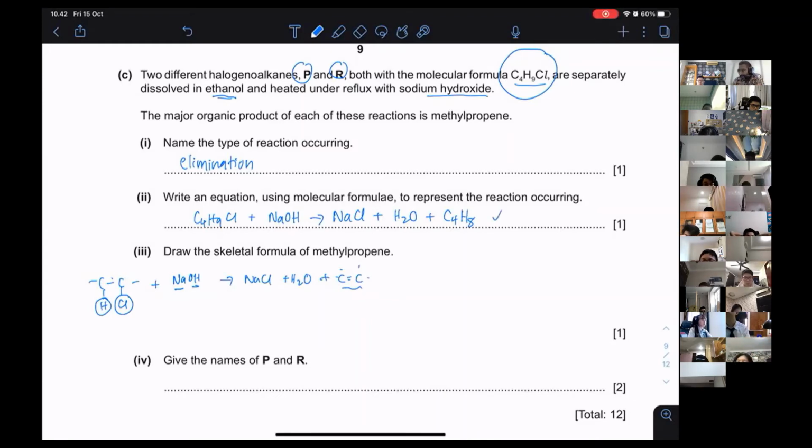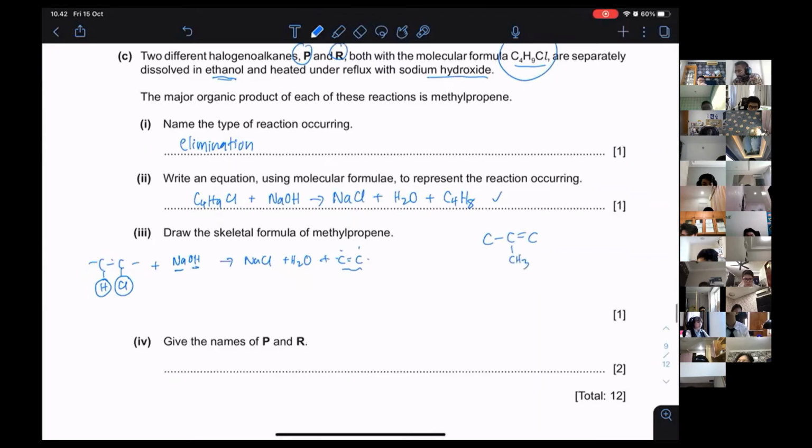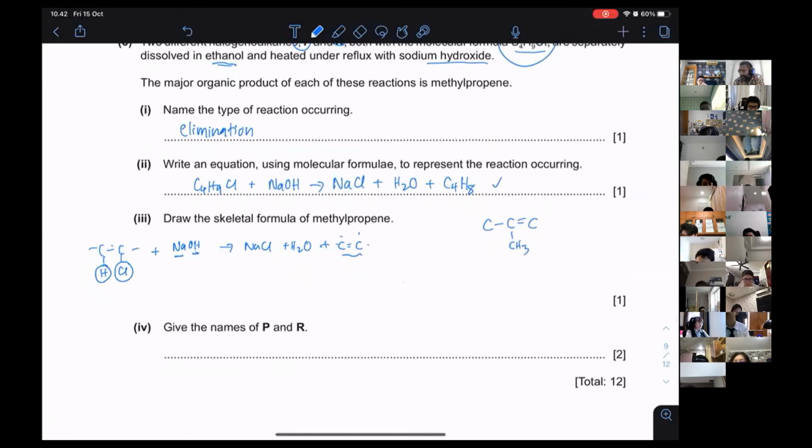Now draw the skeletal formula for methylpropene. In this case, it is propene, and the methyl will come over here. This is CH3. So to draw the skeletal formula of methylpropene, 1 carbon, 2 carbon, 3 carbon, like this, and then the double bond. And then there is CH3, put like this. Then this is going to be methylpropene. I don't put it over here because it doesn't look good.